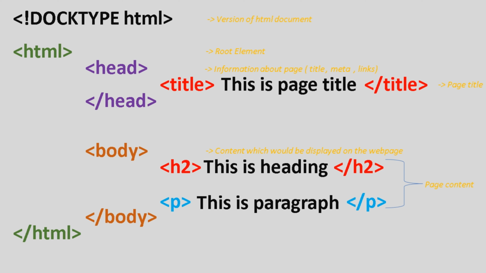Now the next part is the root element of this HTML document, which is the HTML tag. It has the starting tag as well as the ending tag. Now this HTML tag has two children, the head tag and the body tag. I'm saying head tag and body tag are its children because they are subtags inside the HTML tag.